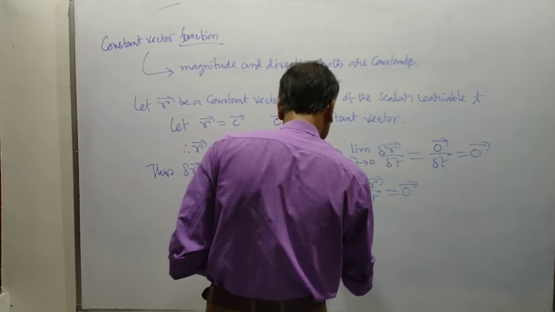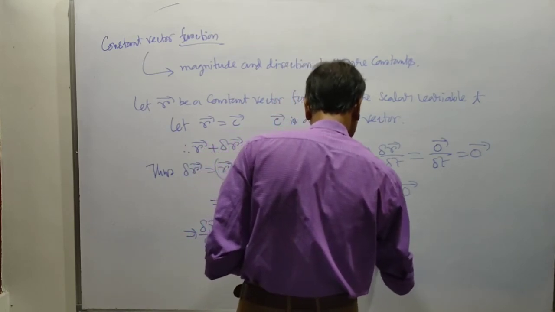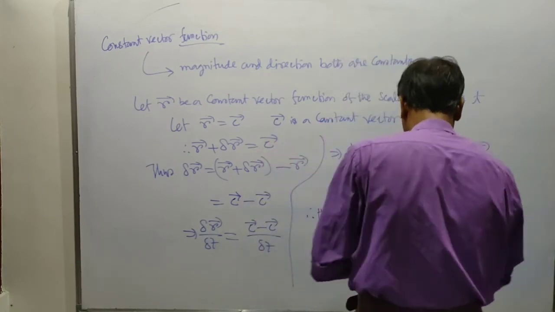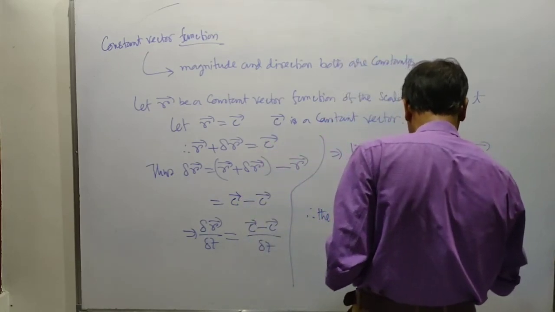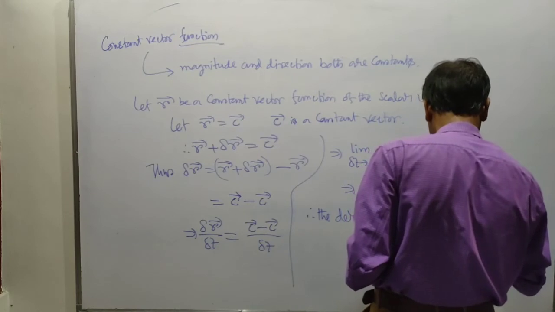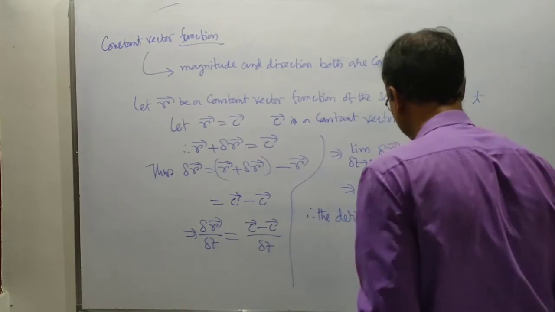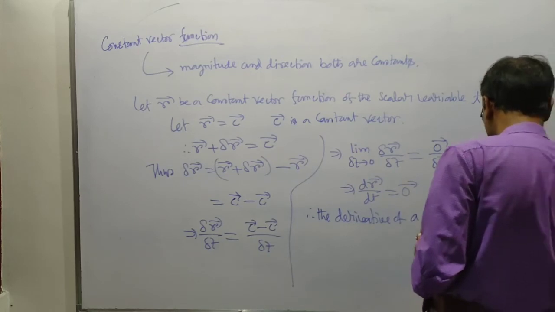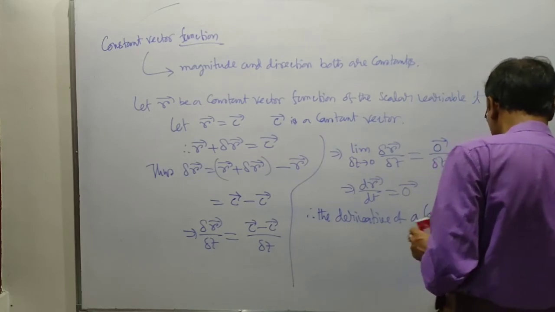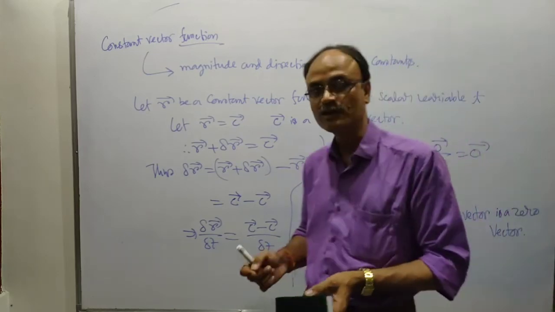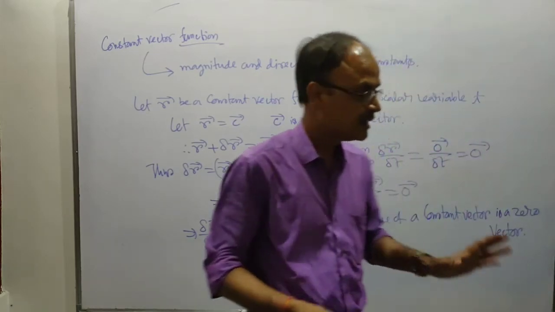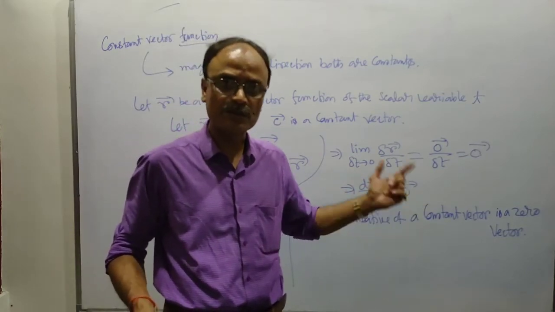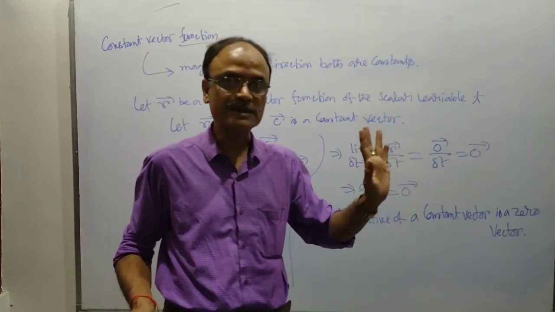Therefore, the derivative of a constant vector is a 0 vector. Derivative of a constant vector is a 0 vector. Differentiation of a constant vector is constant, derivative is constant.